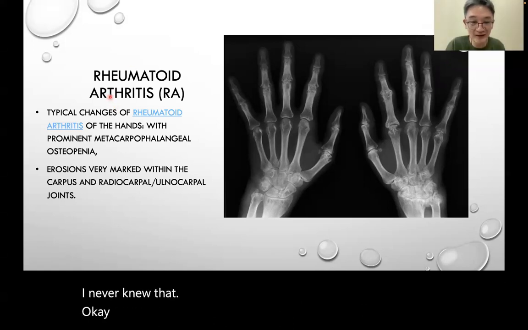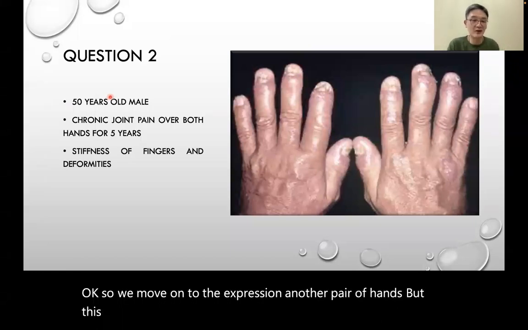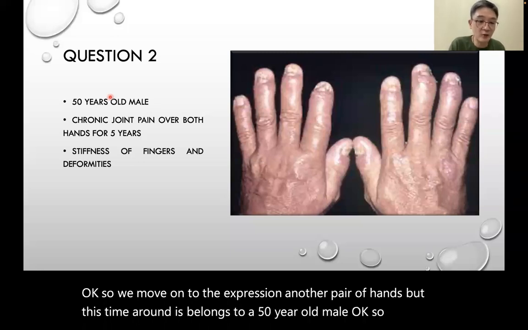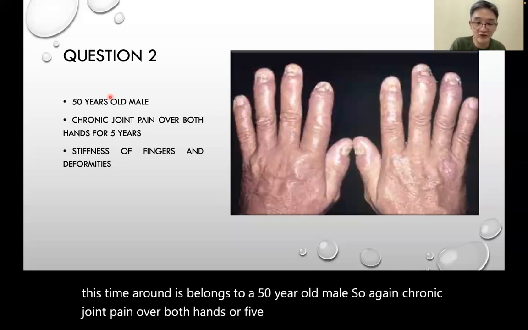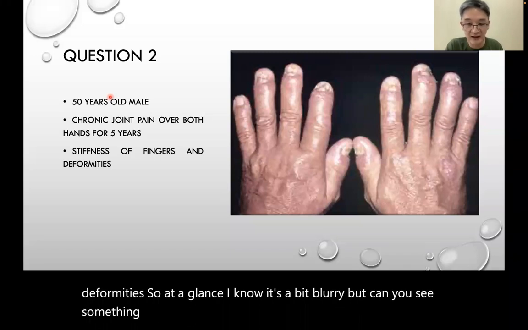So we move on to the next question. Another pair of hands, but this time around belongs to a 50-year-old man. Again, chronic joint pain over both hands for 5 years and stiffness with deformities. At a glance, I know it's a bit blur, but can you see something which is very abnormal there?